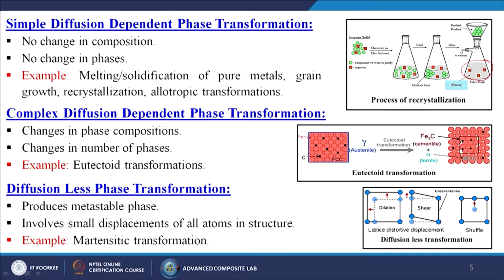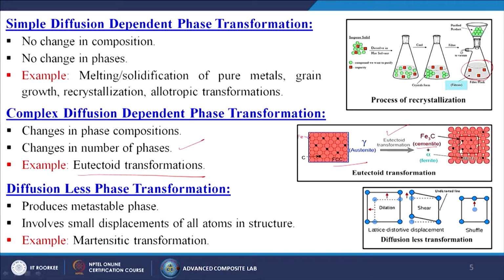Next is called the complex diffusion dependent phase transformations, where there is no change in phase compositions, only changes in the number of phases. Example: the eutectoid transformation. Suppose I have gamma austenite and I am doing the eutectoid transformation. I get two types of phases, one is called cementite, which is nothing but Fe3C, and another is called alpha ferrite, and you can distinctly see the crystal structures of these two phases are different.